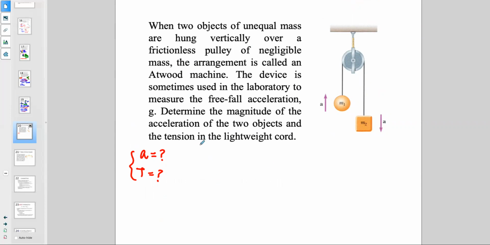Okay, so that means that M2 is greater than M1 just because they are moving clockwise, and that's what it means. Okay, now if I want to write that down, I have to show that they are moving in the same direction. Now, what I have here is M2G down, T up here, M1G down, T up there, okay? So let's write down sigma F equals MA for one of the objects. For example, for the first object.